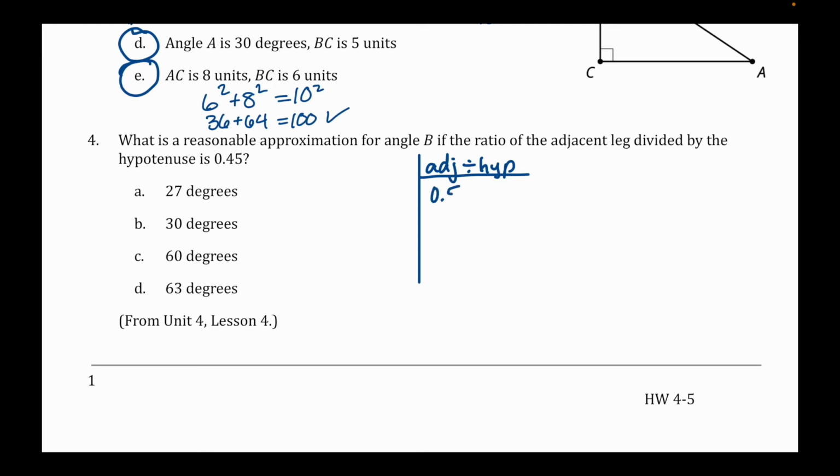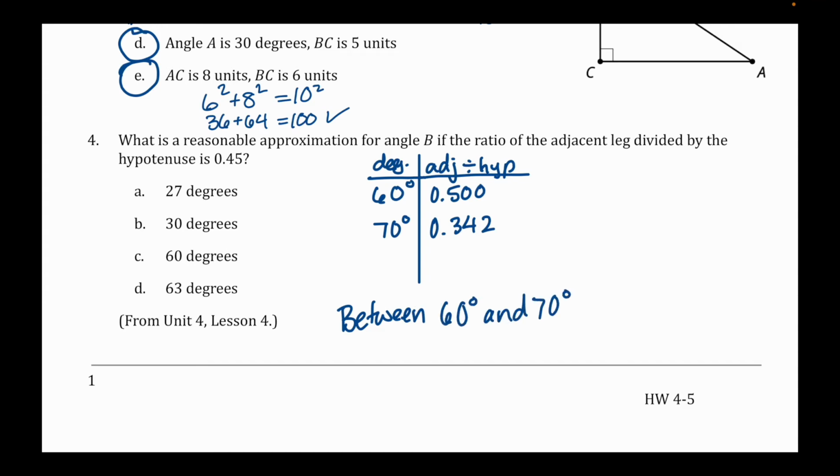I have 0.5 for adjacent over hypotenuse, and that's 60 degrees. I'll just put degrees here since I'm making a little table out of it. And then at 70, I have 0.342. So 0.45 would be in between there somewhere. So it's going to be between 60 degrees and 70 degrees.